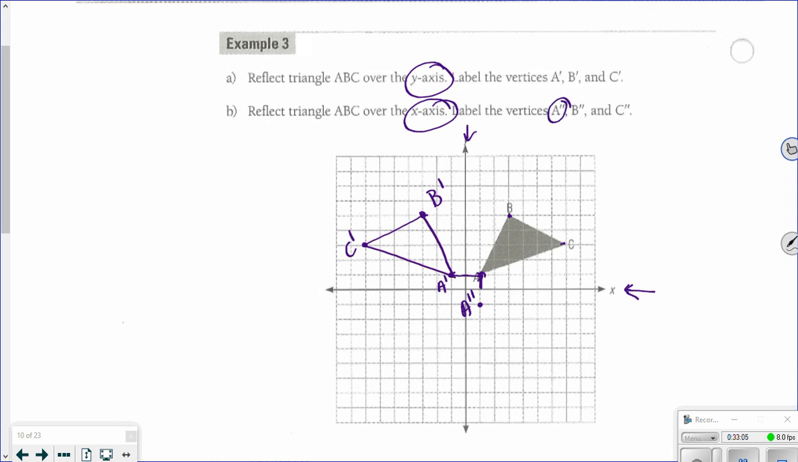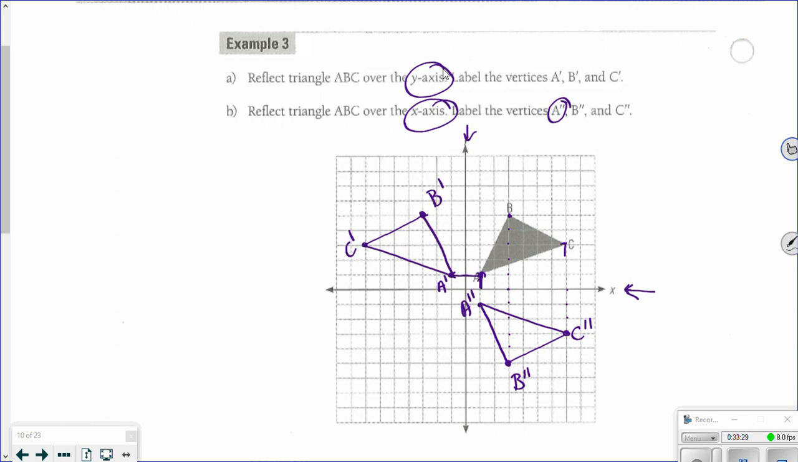B, I had to go 1, 2, 3, 4, 5 away from my reflection line, so I need to go 5 in the opposite direction. So B prime is going to be down there, or B double prime. C was 3 up, which means I have to go 3 down. And I connect my shape again.